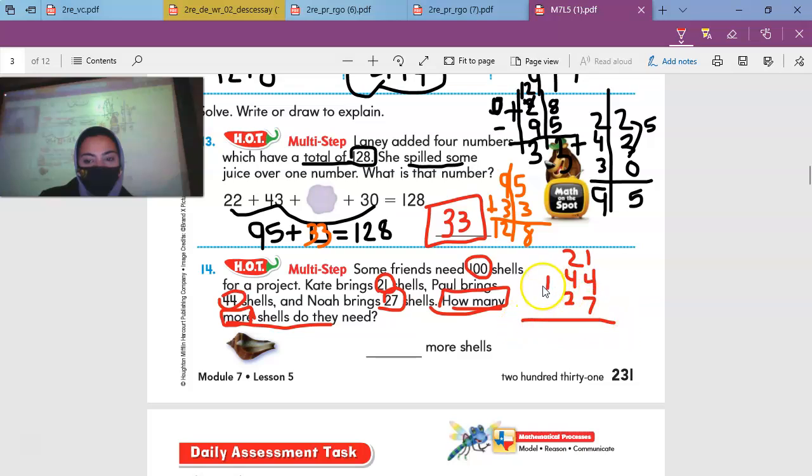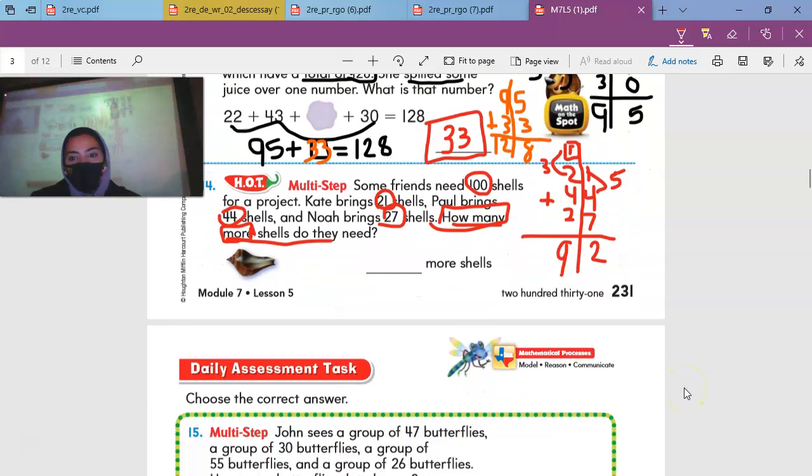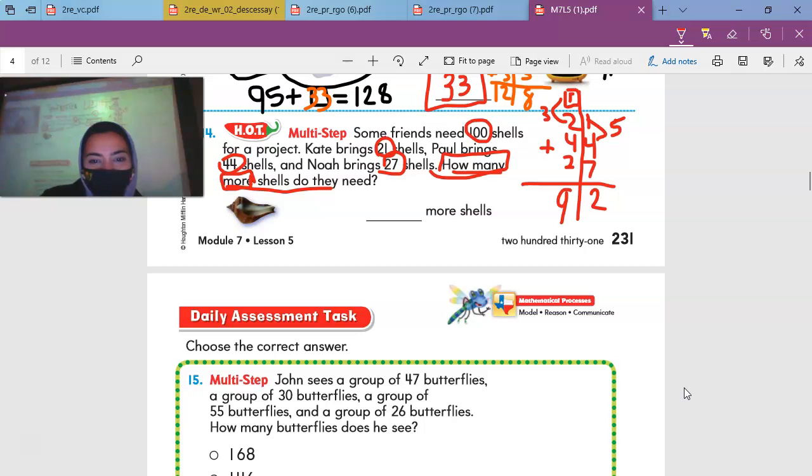How many more shells do they need? So now I add all those numbers. 4 plus 1 is 5. And 5 plus 7 is 12. And then 1 plus 2 is 3. And 3 plus 4 is 7. Plus 2, 9. So they brought 92 shells all together.